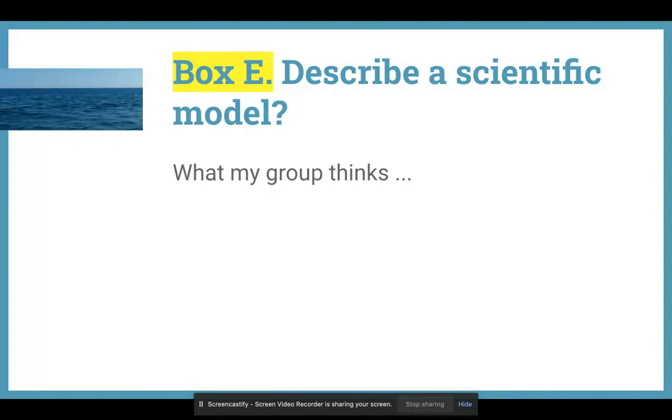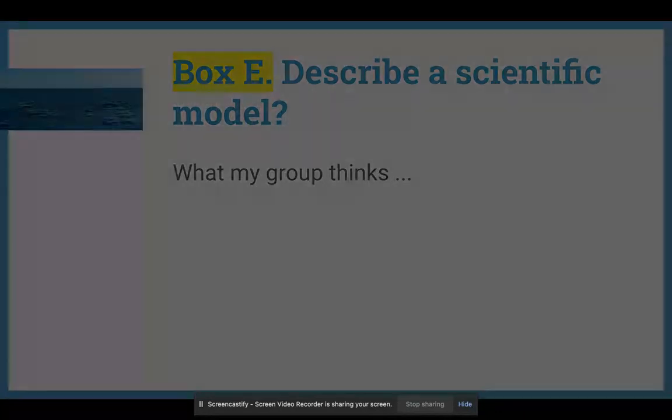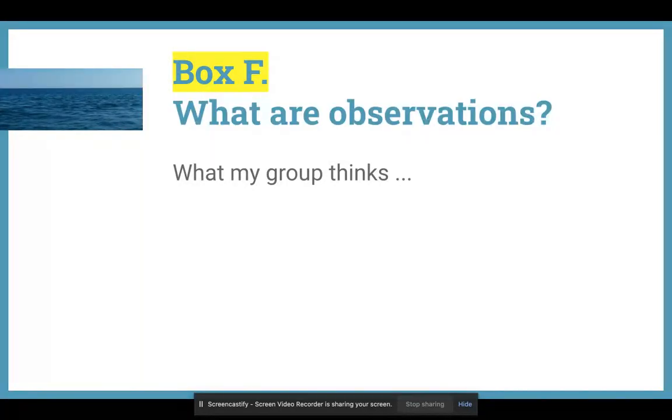Box E, you're going to describe a scientific model. Take a moment, pause the video, discuss it with your partner, and then write something down. Okay, so box F, what are observations? What do you think they are? What your partner thinks they are? Take a second, pause the video, discuss it with your neighbor, and write something down.